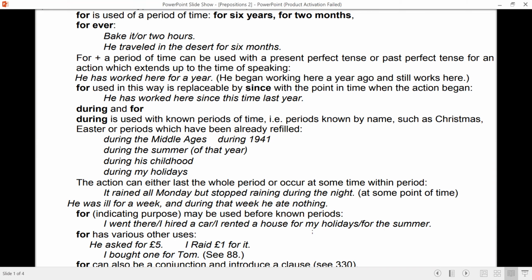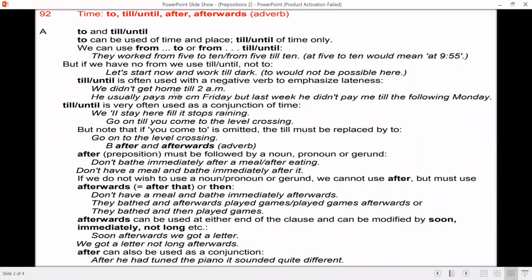Prepositions used for time. The prepositions used for time are to, till, until, after, afterwards, etc. Afterwards can be an adverb as well. To, till, and until. To can be used of time and place. Till, until, of time only. All right. So to can be used for both time and place, whereas till can be used for time only.